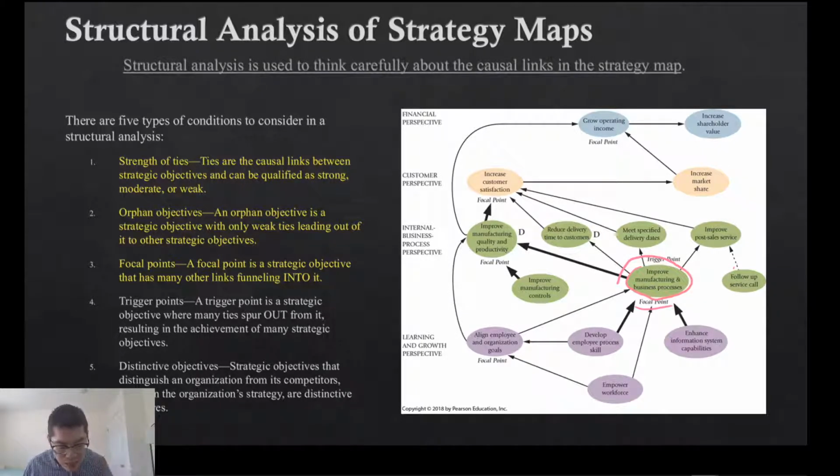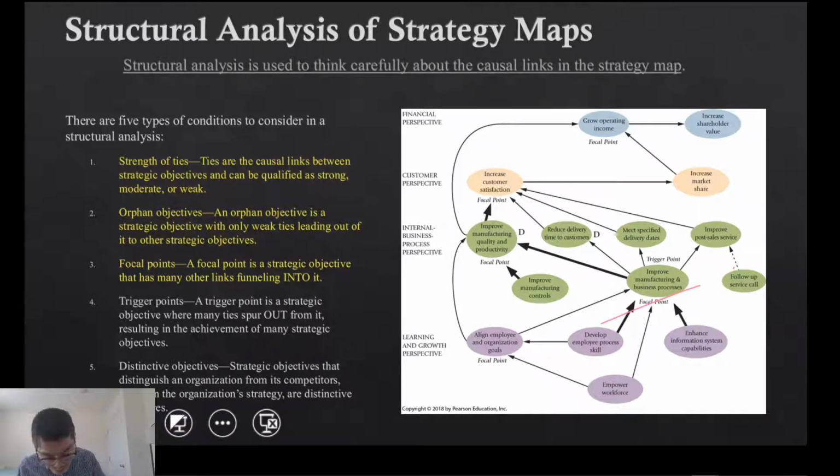Links can come into a specific focal point, but they can also go out from this focal point to other objectives. So as long as it has many relations with other objectives, that is a focal point. It is the most important objective in terms of company strategy. For example, here we have improved manufacturing quality and productivity, and increased customer satisfaction. These are the focal points, the most important objectives in terms of the strategy.